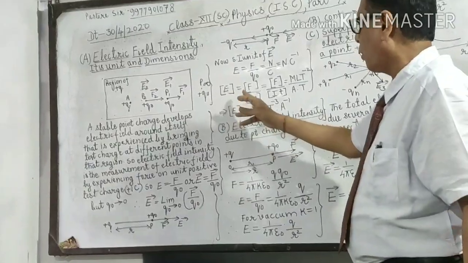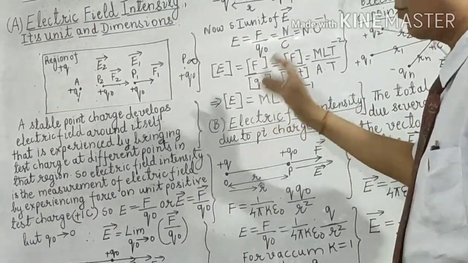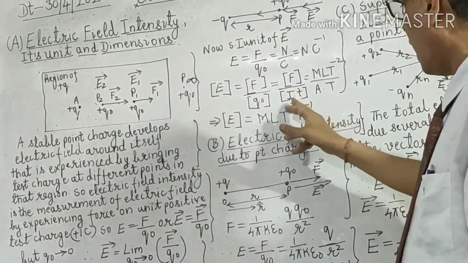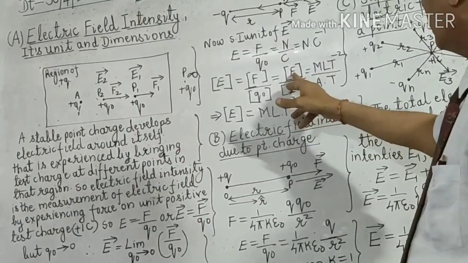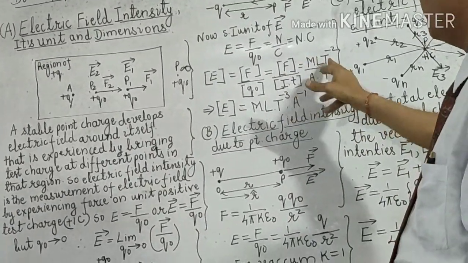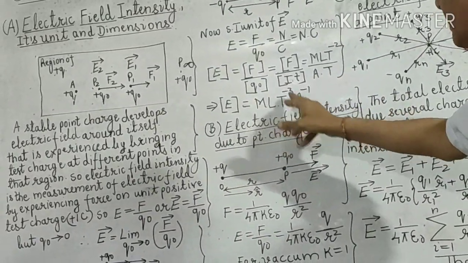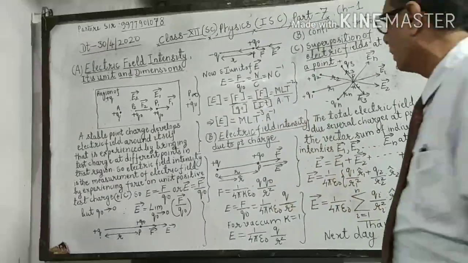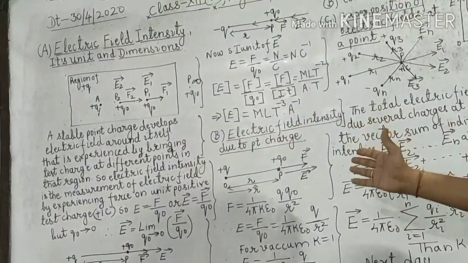The dimensional formula: dimension of F and dimension of charge, directly you can write I into T. I into T means the dimension of F is M L T^-2 upon A T. So it comes M L T^-3 A^-1. This has become the dimensional formula. This is part B, electric field intensity.